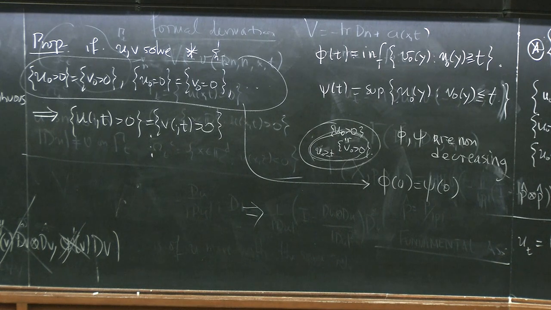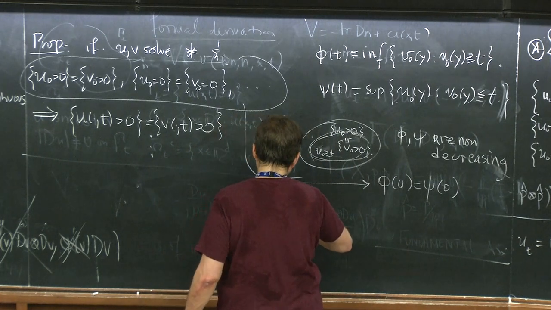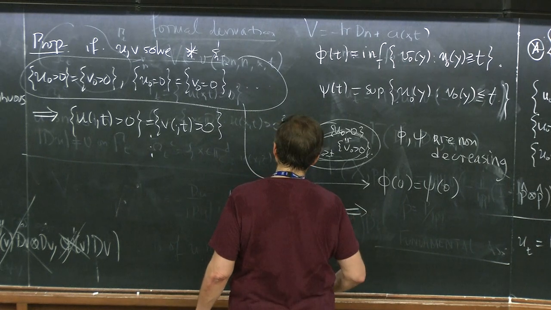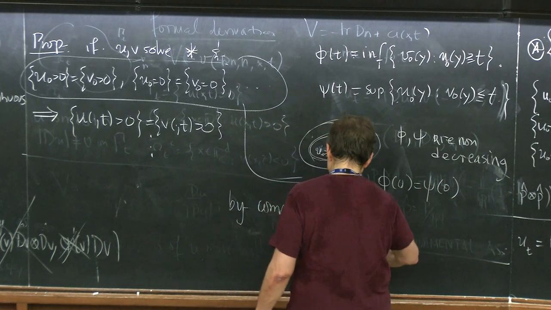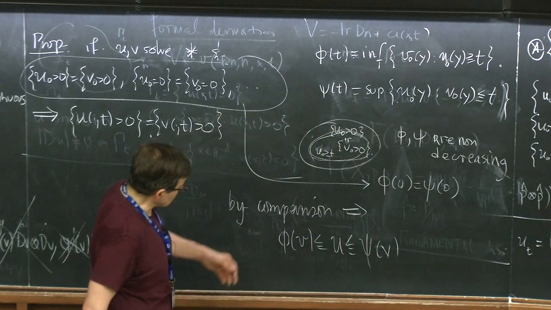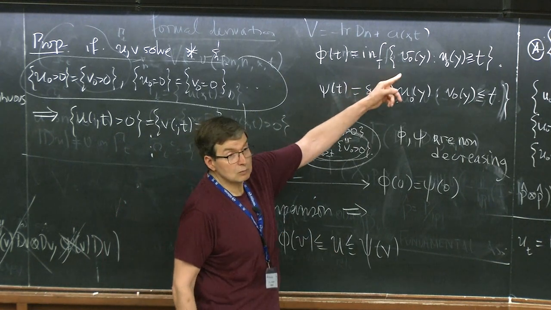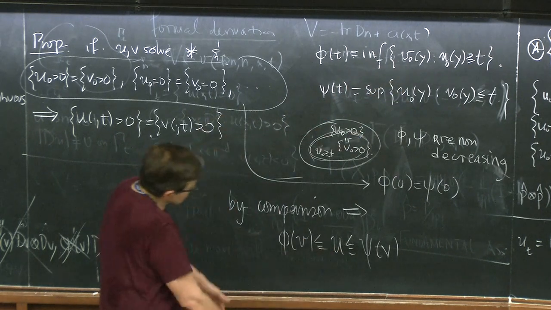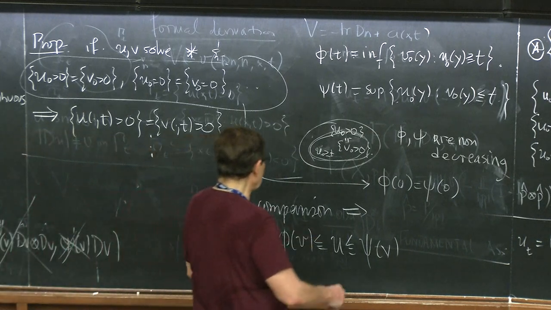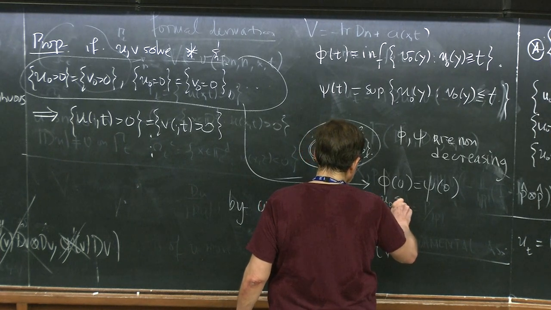So that implies, by comparison, that phi of V will be less or equal to U, less or equal to psi of V. There are two increasing functions. V is less or equal to U initially because it's the infimum of the values there. So I get this inequality and this gives us the answer. Comparison means we need to show that phi of V0 is less or equal to U0, less or equal to psi of V0.